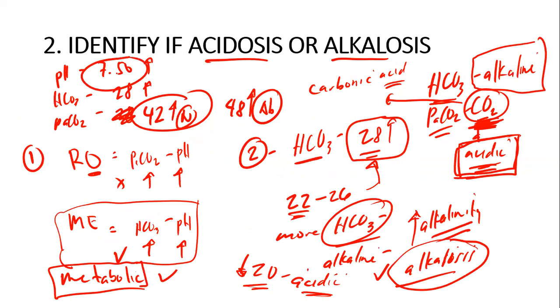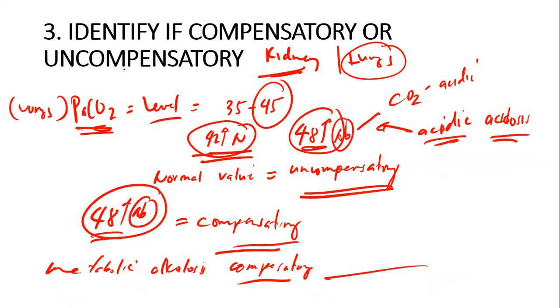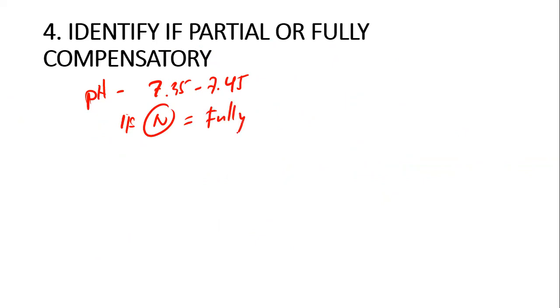Now, your pH is 7.50. In identifying your partial or fully compensatory, you have to take a look at your pH. It's very simple. Your normal value is 7.35 to 7.45. If your pH is normal, then it is considered fully compensatory. If it's abnormal, then it is partial compensatory. Now, our result is 7.50, therefore it is partial.